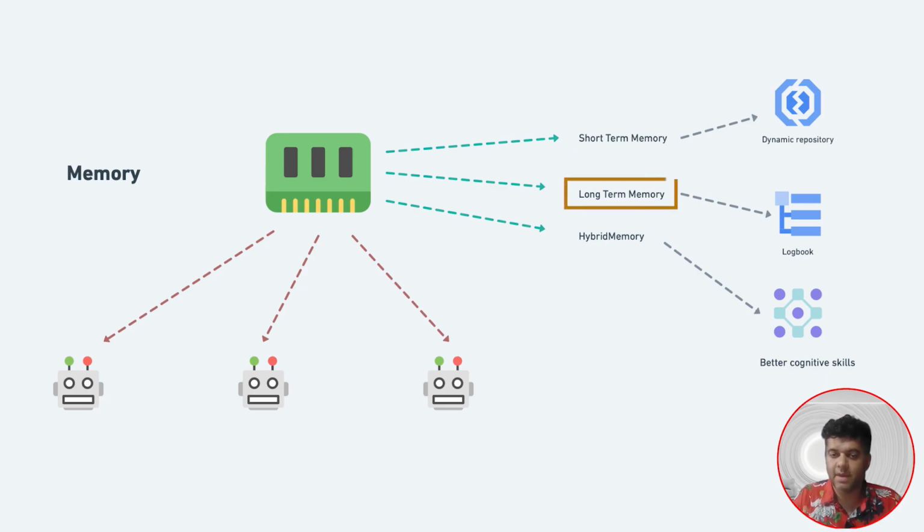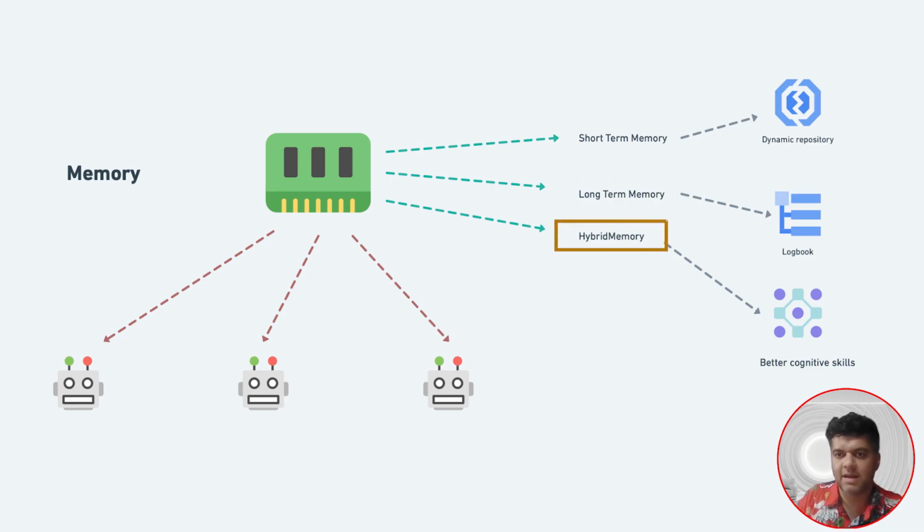Then we have long-term memory, which acts as a comprehensive logbook, chronicling the agent's interactions with users over an extended period of time, spanning weeks or even months. It captures the history of conversations, preserving valuable context and insights gleaned from past exchanges. This repository of knowledge enhances the agent's ability to provide personalized and informed responses, drawing upon past experiences to enrich its interactions with users. And hybrid memory, which combines the advantages of both short-term and long-term memory to enhance the agent's cognitive abilities.